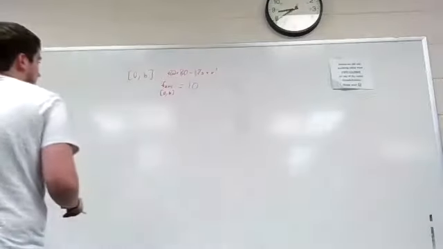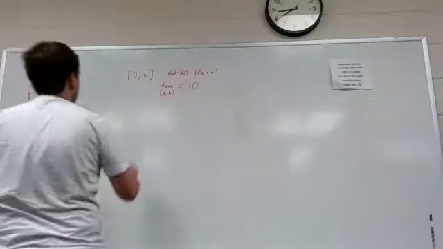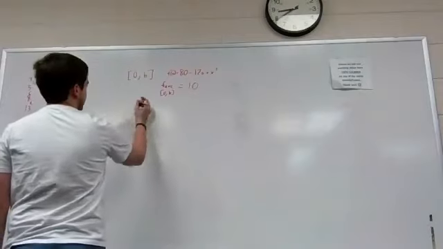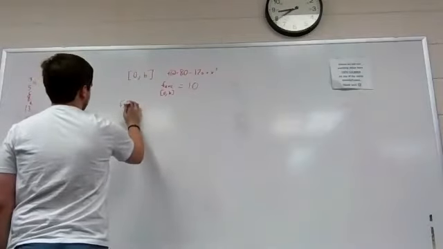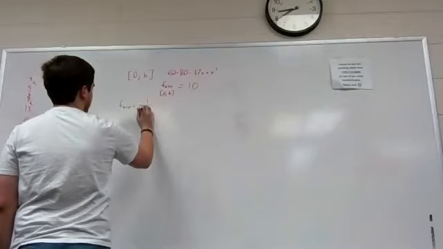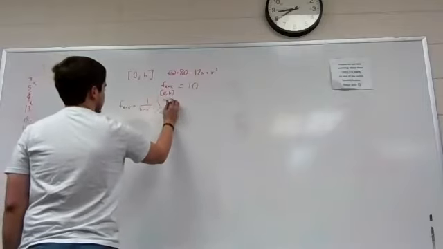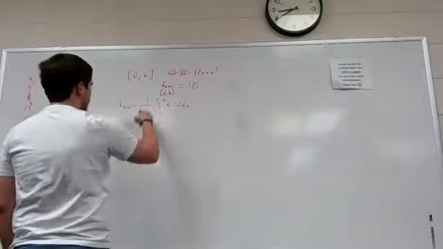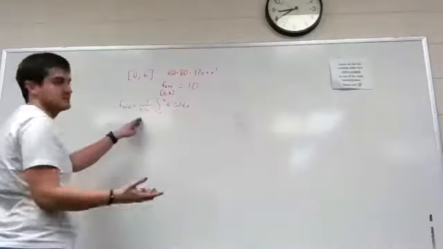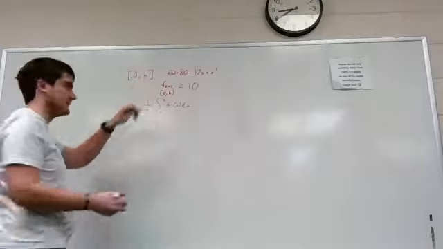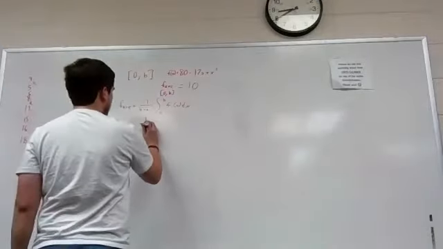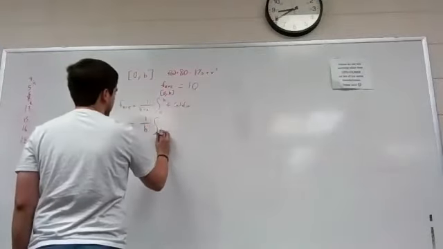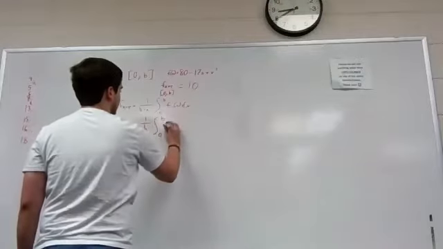So to set this up, f average, I'll write the equation down real quick: 1 over B minus A, times the integral from A to B of f of x dx. Then we replace it with B because it makes more sense. A would be 0 if we're going from 0 to B. So we get 1 over B minus 0, which is B, times the integral from 0 to B of our function.